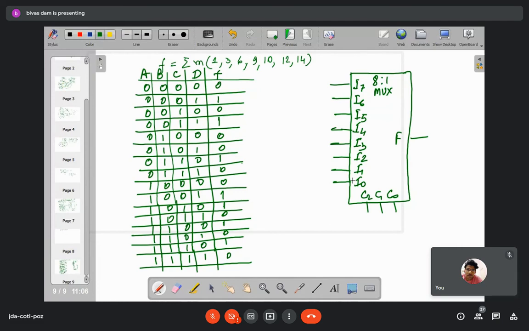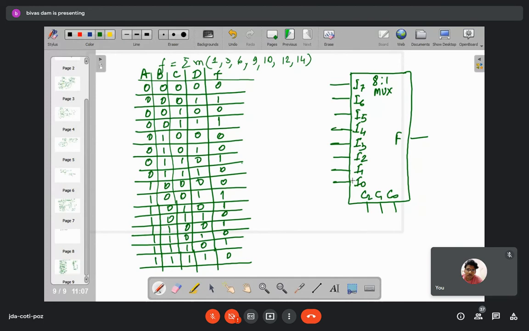So after writing the truth table, then we have gone for the required 8:1 multiplexer, and this is the structure. Now in this function, how many input lines are there? Sir, 8 input lines. No, in this function type. For this function f, how many input lines are there? 4. A, B, C, D.